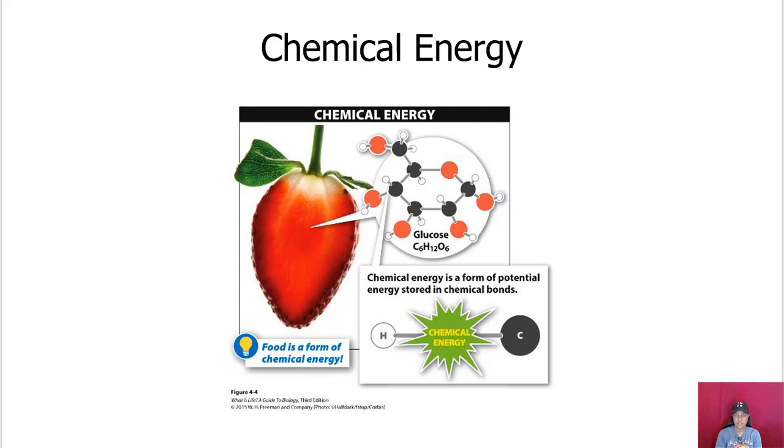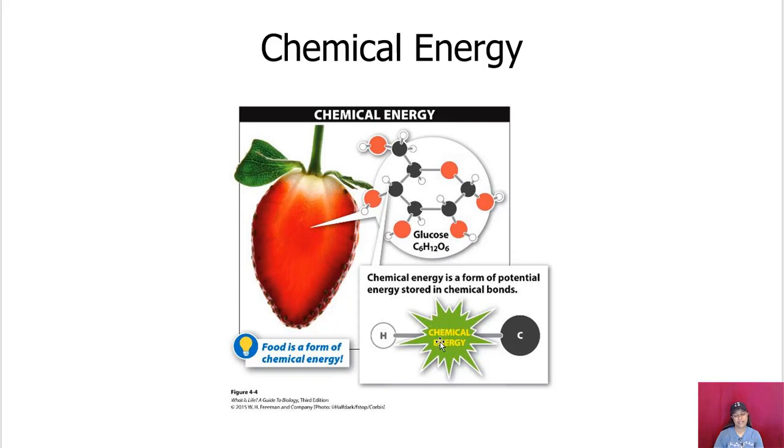And they have a special type of energy, the energy that's in foods, and it's called chemical energy. And so here, when we look at our friend glucose, remember good old C6H12O6, we can see that this chemical energy is a form of potential energy, and it's stored in chemical bonds.